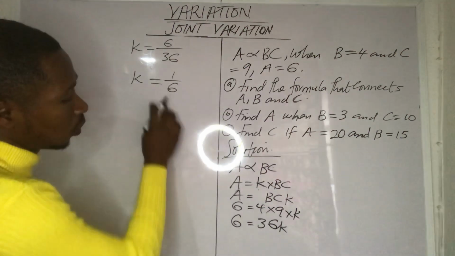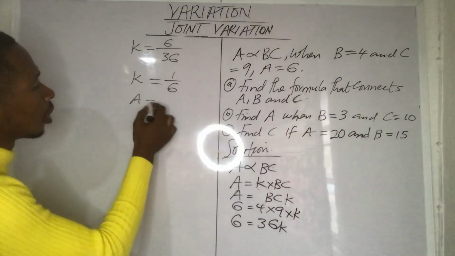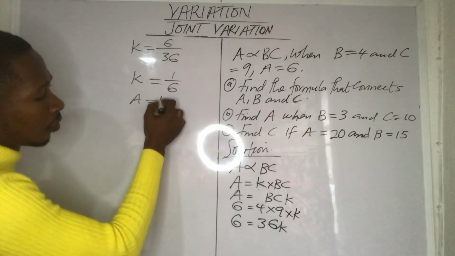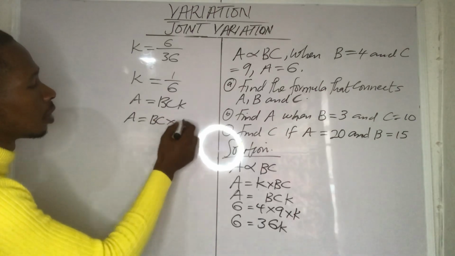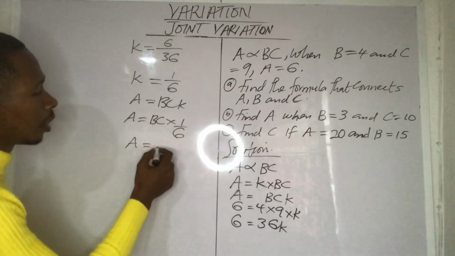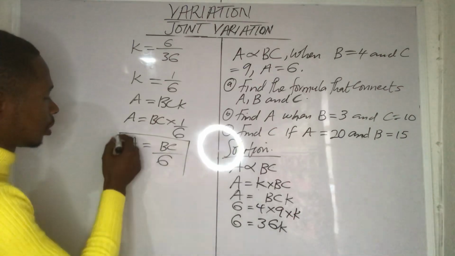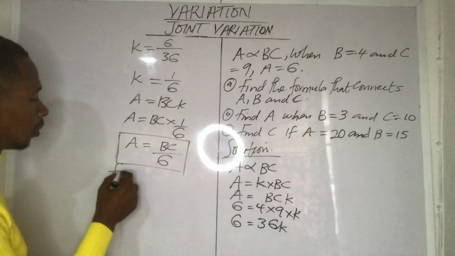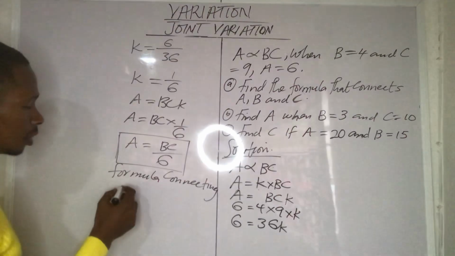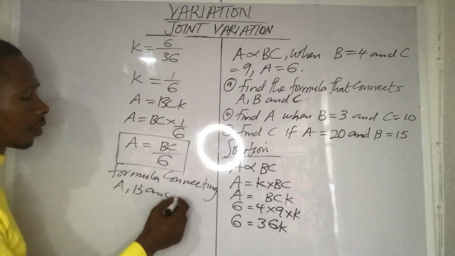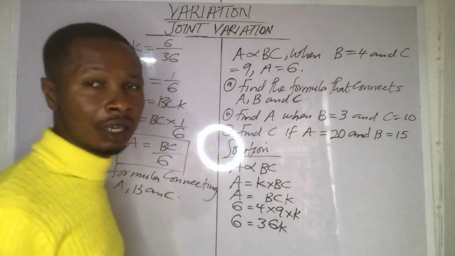Substitute the value K equals 1 over 6 to get a relationship between A, B, and C. From A is equal to BCK, you have A is equal to BC times 1 over 6. So A is equal to BC over 6. This now is the formula connecting A, B, and C.